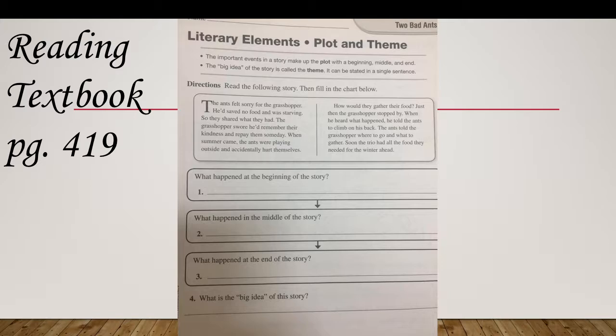When summer came, the ants were playing outside and accidentally hurt themselves. How would they gather their food? Just then, the grasshopper stopped by. When he heard what happened, he told the ants to climb on his back. The ants told the grasshopper where to go and what to gather. Soon, the trio had all the food they needed for the winter ahead.